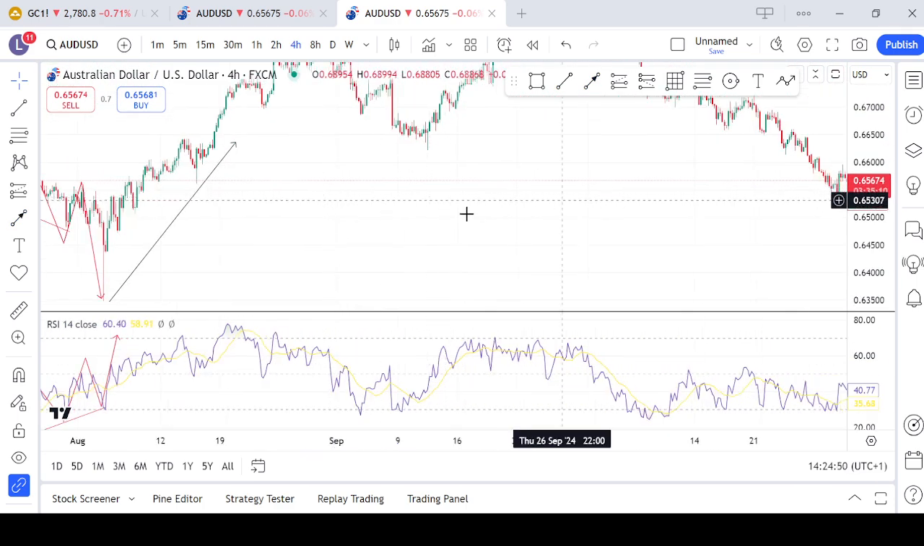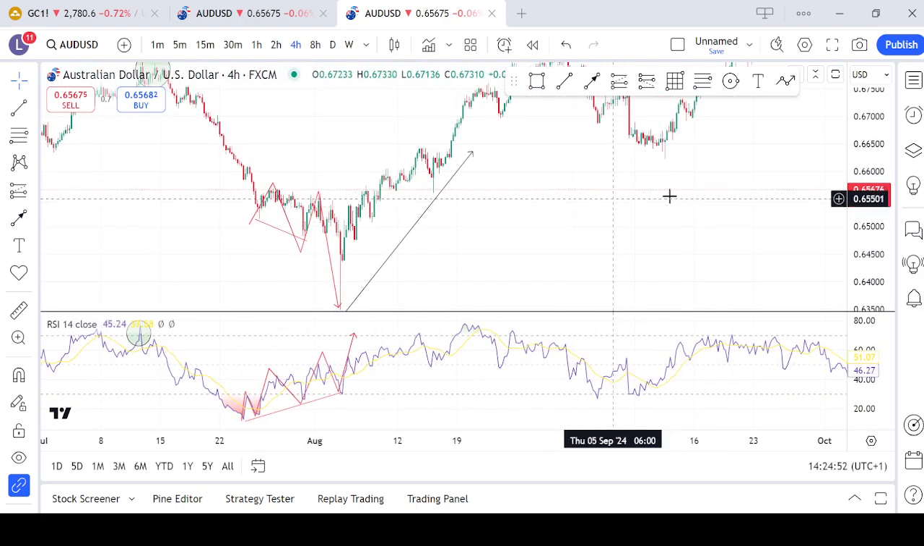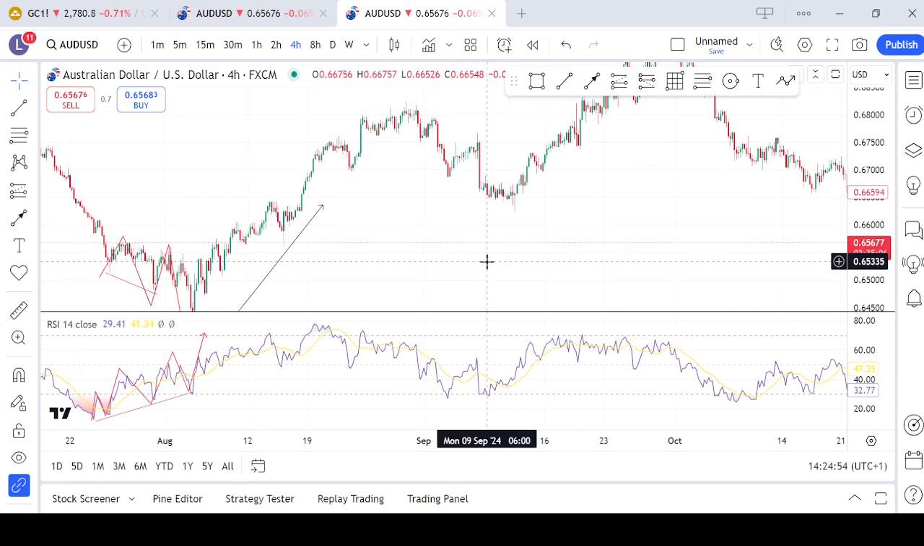So that's how you can use the divergence to trade. That's one way to use the RSI. You can also combine the RSI with moving averages to confirm your trades. So RSI is a fantastic tool, but it works best as part of a broader strategy. Use it wisely and it could become an invaluable part of your options trading toolkit.